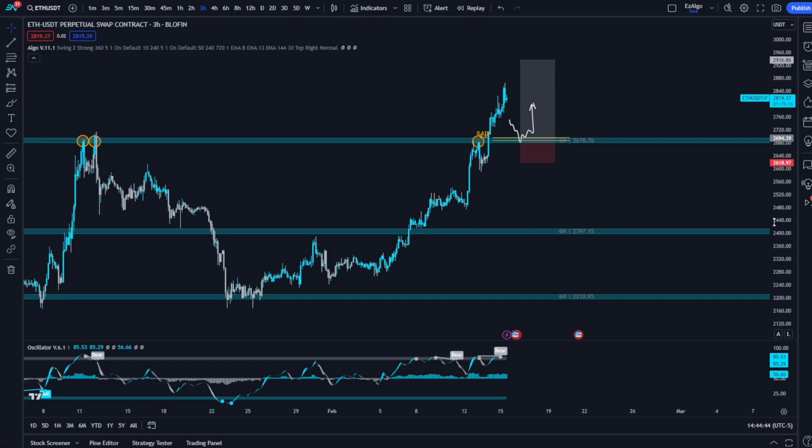over and over again. And a lot of the time you'll have a point of control or a large amount of volume in this certain area. And that's another reason why this strategy works so well.